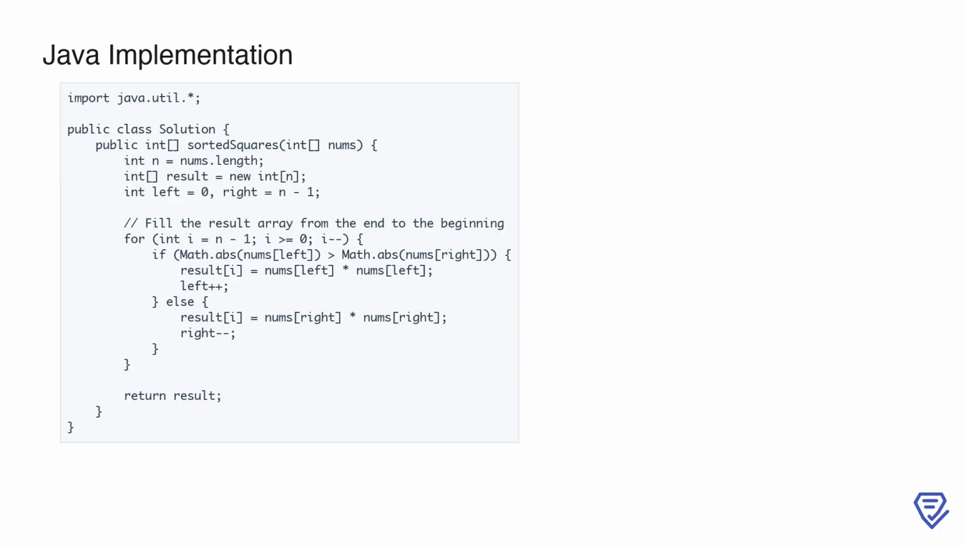The logic mirrors the Python version, using a two-pointer approach to efficiently fill the result array from the largest square to the smallest. Key differences include explicit type declarations and array handling in Java. The Math.abs method is used to compare absolute values, and the result array is populated in reverse to ensure the sorted order.